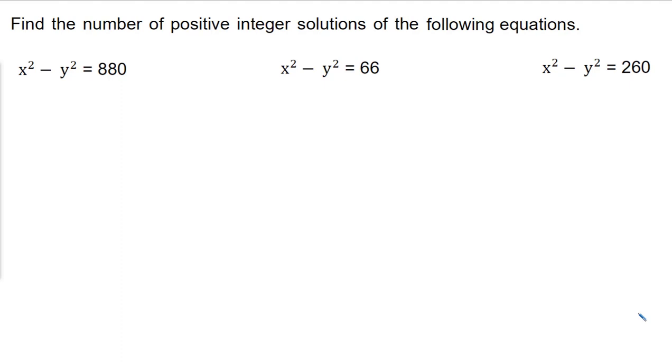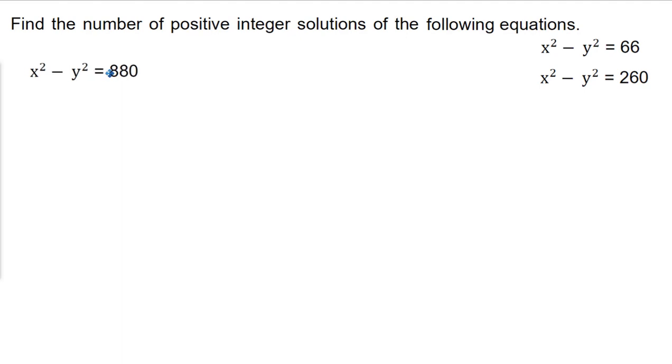There are three questions. First of all we'll do the first one: x square minus y square is equal to 880. First of all, let's do factorization. So x square minus y square is equal to (x minus y) into (x plus y), which is equal to 880.